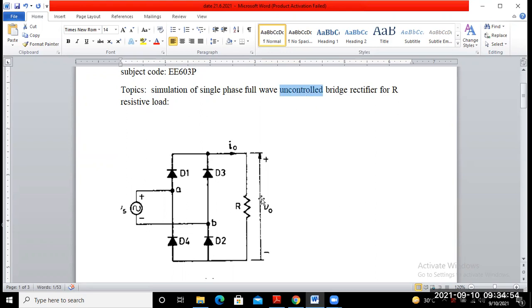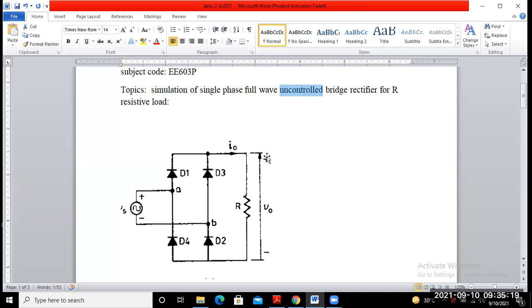That means whatever output voltage you get from such a rectifier using diodes, the output voltage is fixed. You cannot control this. The output voltage V0 is indicated here, V0.